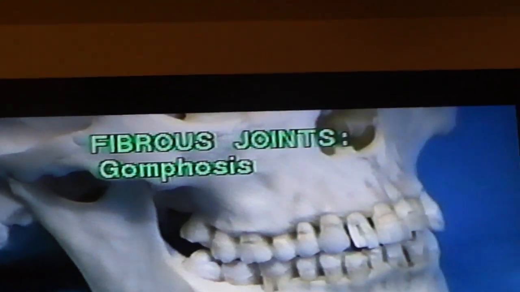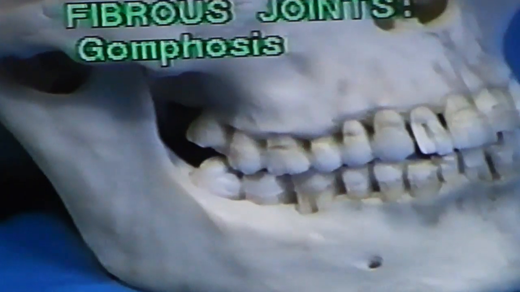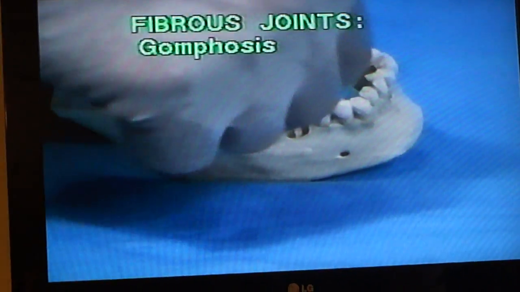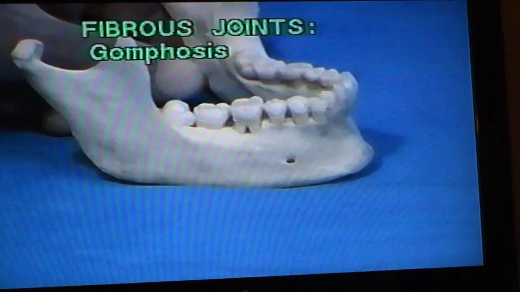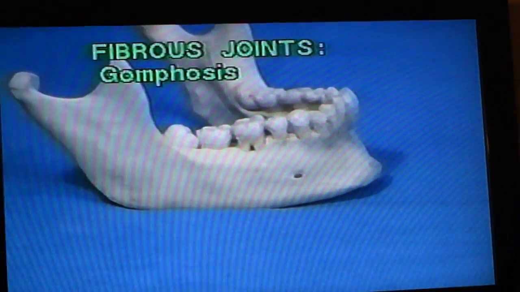Gomphosis means bolting together, and this type of joint is seen in the dentition. Here, the tooth as a peg fits into a hole in the alveolar bone of the jaw and is firmly held in place by the fibrous periodontal membrane.